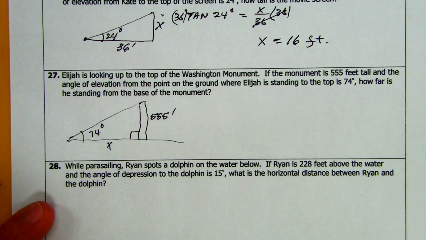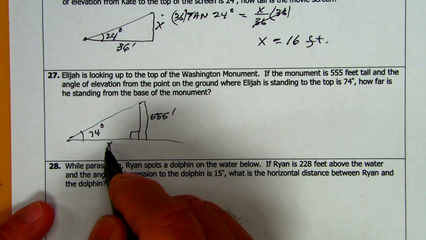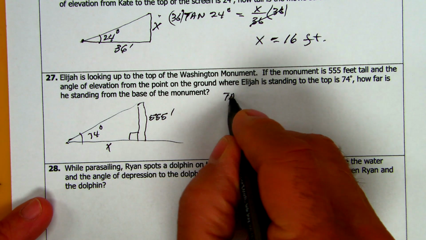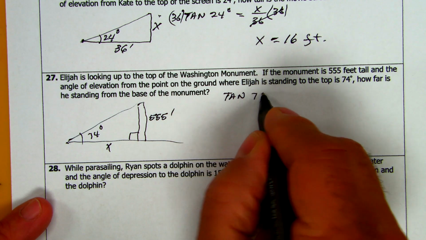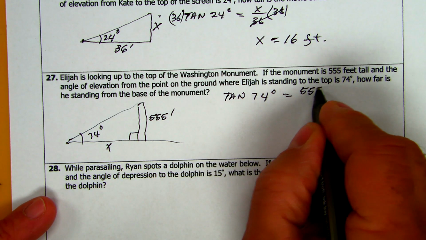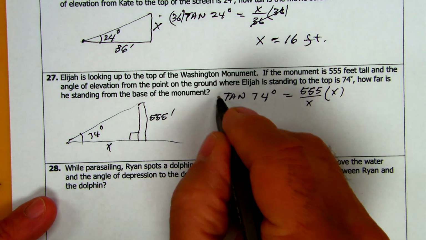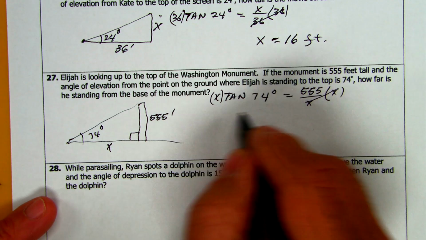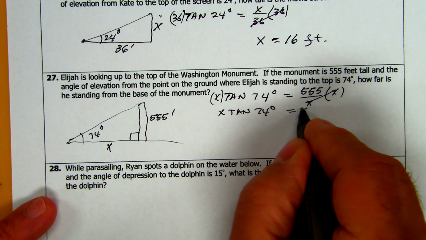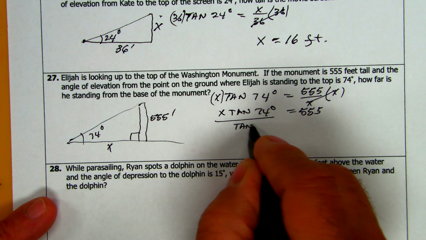Okay, so that's x. So if we look at this, we have the opposite over the adjacent. So that's tangent. So we'd say the tangent of 74 degrees is equal to the opposite over the adjacent. So we multiply both sides by x. Get rid of that. So we'd have x tangent 74 degrees is equal to 555. Now we divide both sides by the tangent 74 degrees.